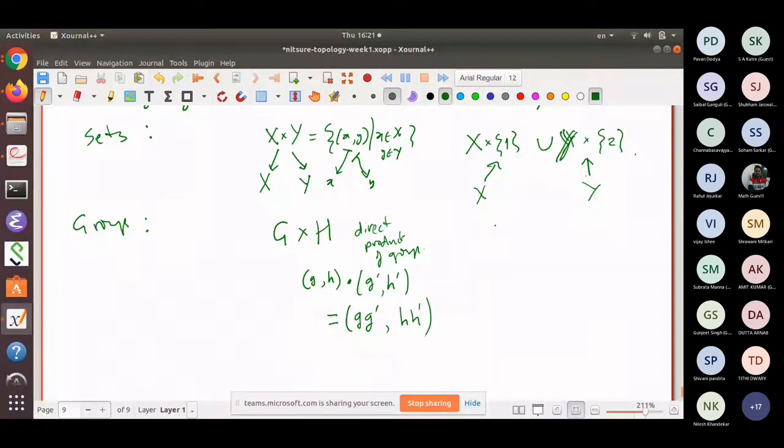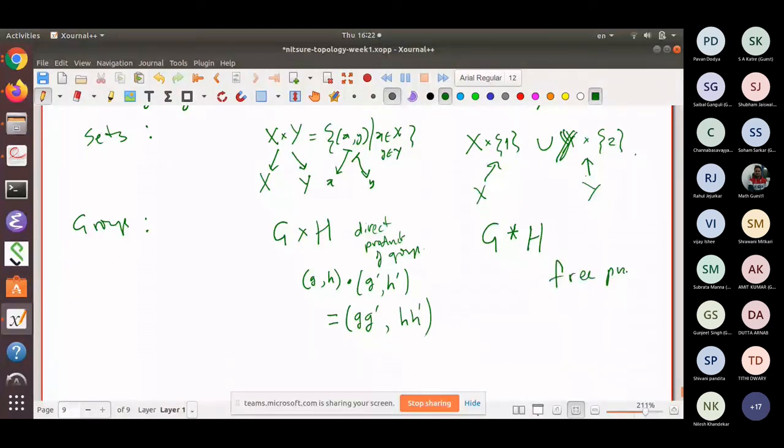There's a traditional notation for the coproduct, and the coproduct is denoted something like this. Direct sum? No, it's not. Oh, that's for abelian groups. This is the free product. This is called the free product.